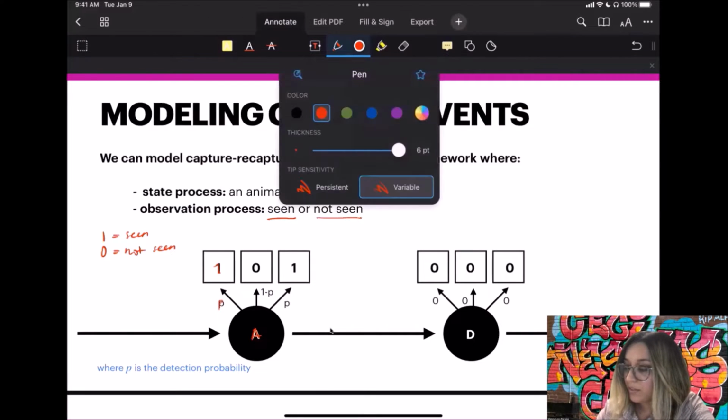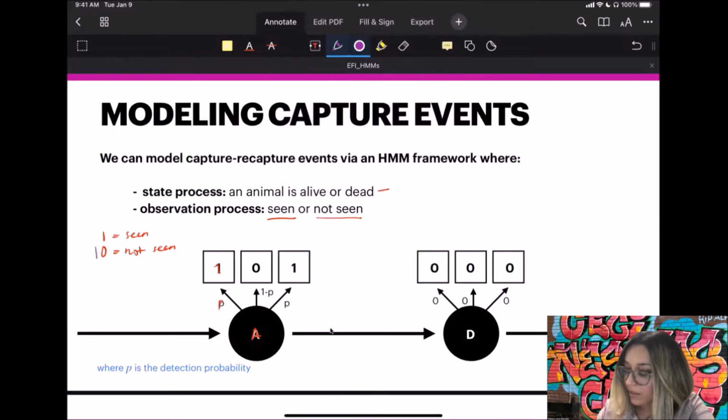So the key piece in fitting hidden Markov models to capture-recapture data is really in the zeros. If it's a 0, does the latent process correspond to it being dead, and that's why it's not seen? Or is it not seen and alive? So really the zeros are a big part of understanding what's actually occurring.